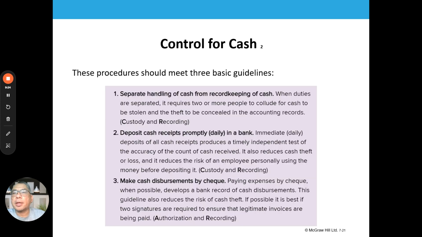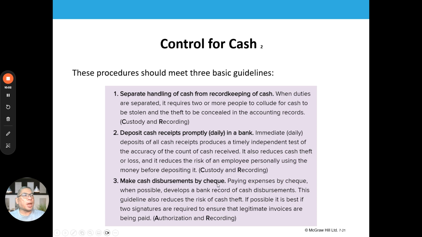Okay? Control of cash. This is a typical separation strategy with basic lines, such as number 1, separate the handling of cash from recording cash. So, checks and balances, different person. Deposit cash receipts promptly in the bank. So when we were working for Campbell Soup in Godiva Chocolatier, every day, at the end of the shift, the store closing, all the cash has to be deposited to the bank right away, the same day. Okay, cannot be delayed. It has to be deposited the same day, so it can be reconciled by the head office.